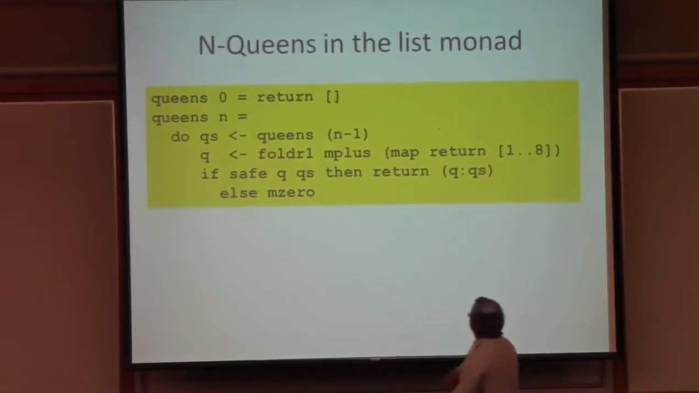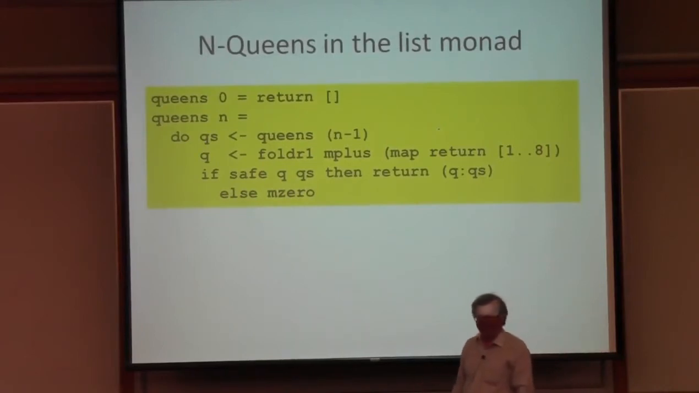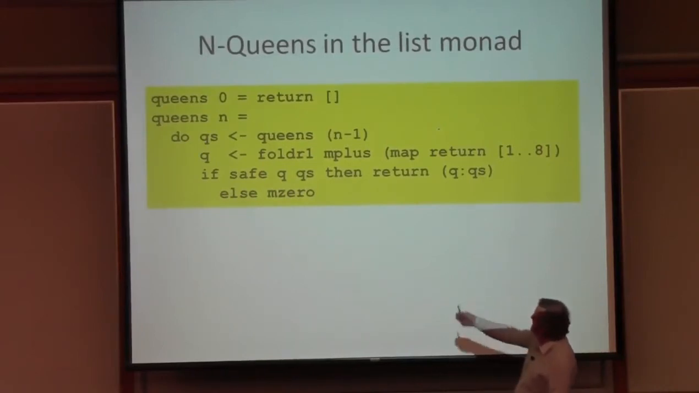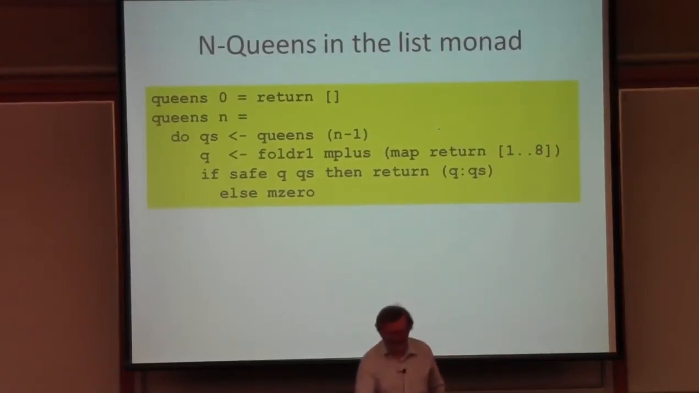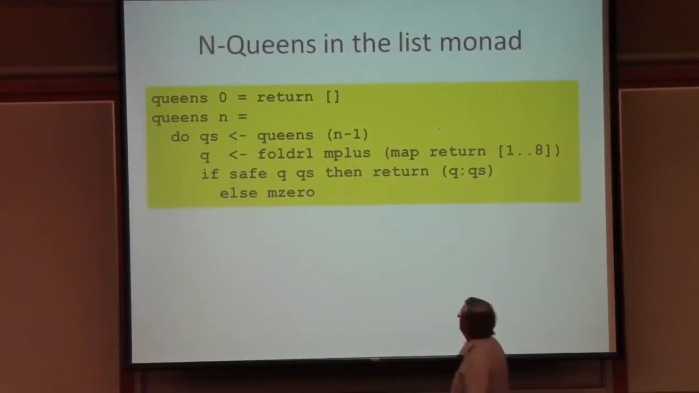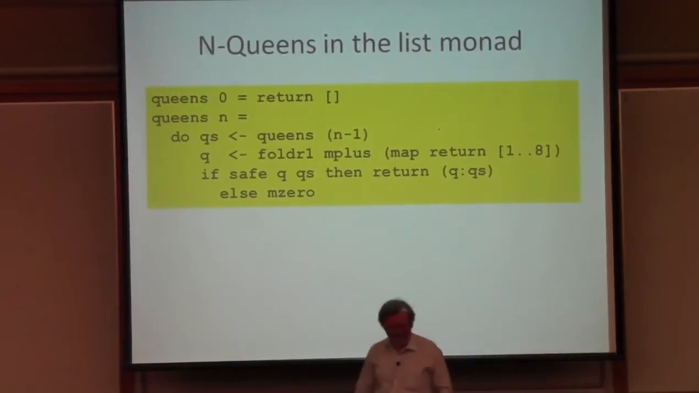Okay, so here we are. If we have 0 queens to place, well, the empty list is the right result. If we have n queens to place, let's first of all place n minus 1 of them, and then let's pick a position for the next queen. So foldr1 mplus (map return [1..8]) does that. It says that we may consider any of the rows from 1 to 8.